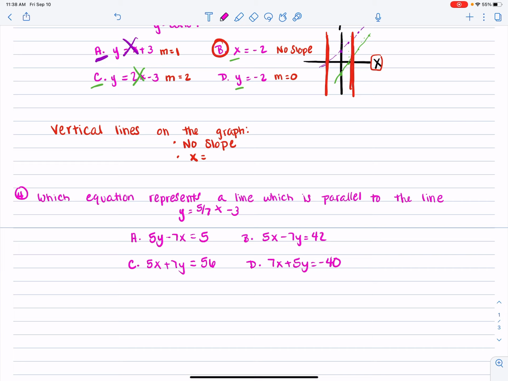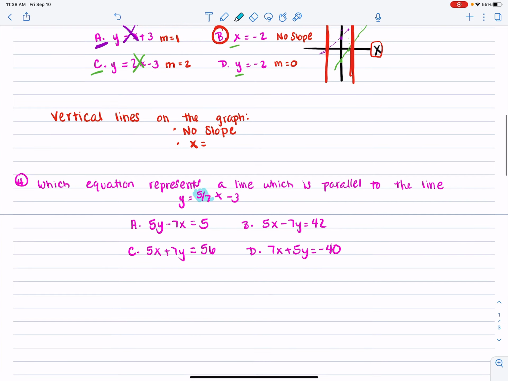Okay, you're going to try this one on your own. What you need to do is solve each answer choice, get it to y equals, and see which one gives you a slope the same as 5/7. So after you did all of that work, you should have figured out that the answer is B.